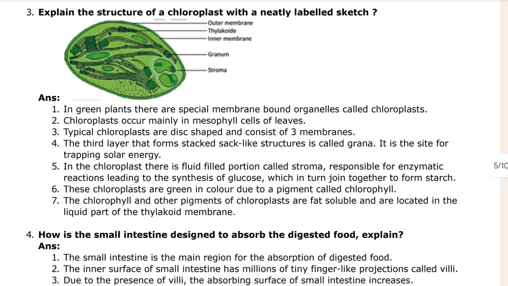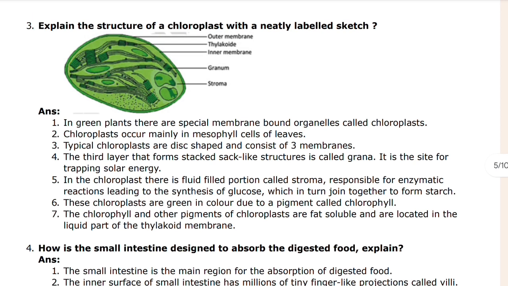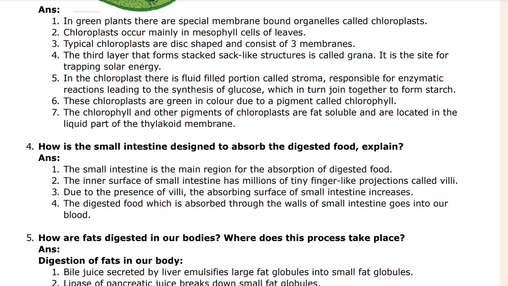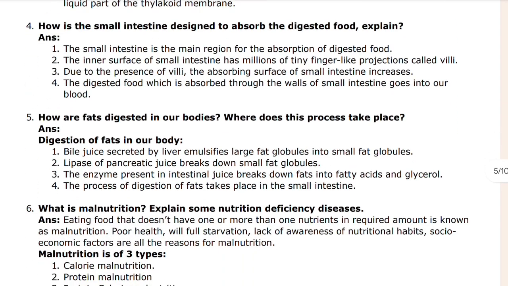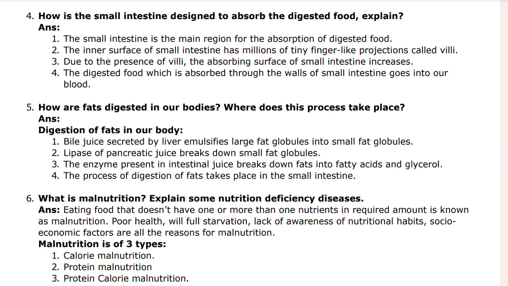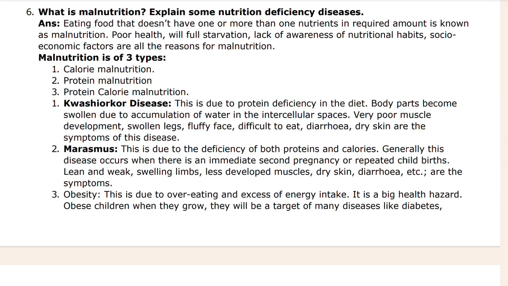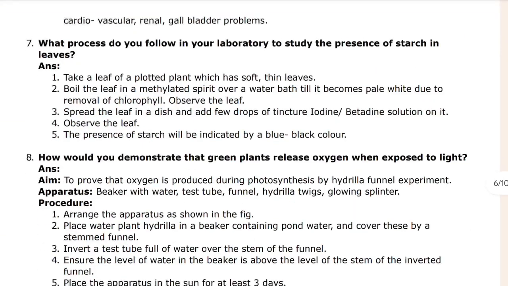And next you can see this one. Explain the structure of a chloroplast with a neatly labeled sketch. Okay, then here it is answered. Here you can see. Then the fourth question you can see, how is the small intestine designed to absorb the digested food? Explain. And till the sixth here it is, what are nutrients? Explain some nutrient deficiency diseases. Okay? And then next you can see here also.